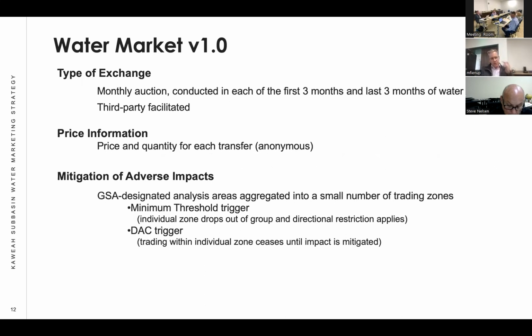We had talked about the type of the exchange, the availability of price information, mitigation of adverse impacts. I won't belabor these because these were things we discussed in detail over each of the last two meetings. But this is a monthly auction conducted at least in the first 3 months and last 3 months of the water period. We want maximum price information, although anonymized, quantity for each transfer. And then we talked about these triggers, which would result in restrictions on the distance over which transfers of pumping can happen, and may even result in the suspension of trading. And those are an MT trigger, a minimum threshold trigger, and a disadvantaged community trigger.